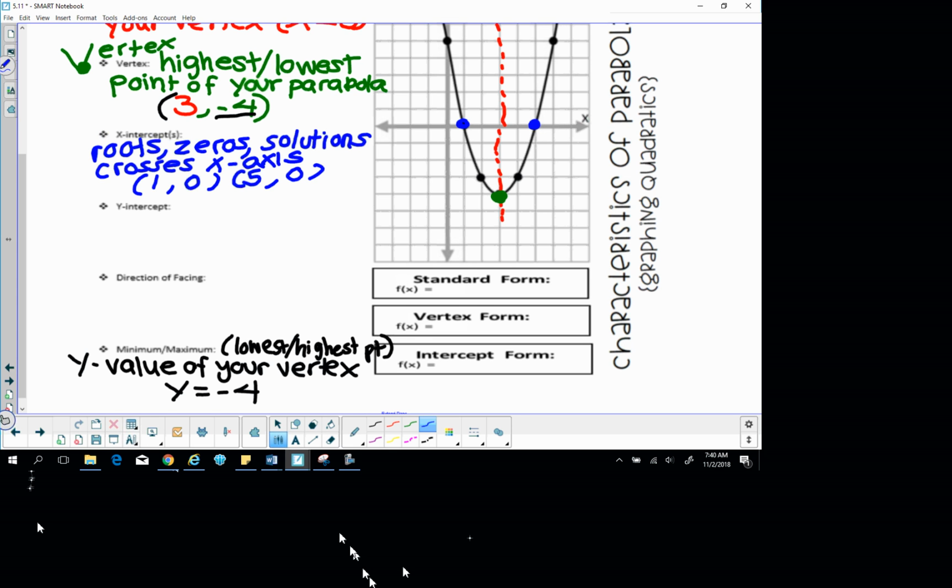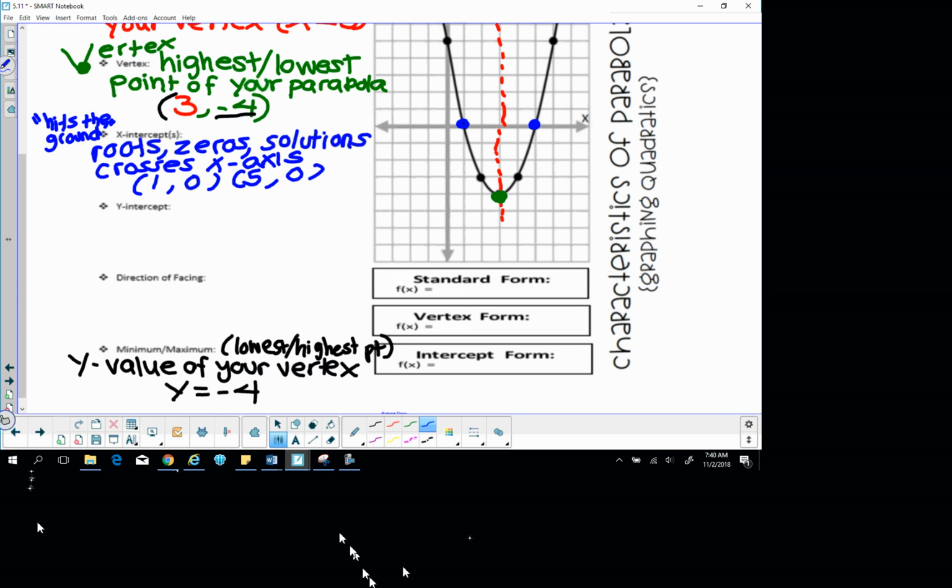We also know when we're looking at word problems, and we'll be going over this too, when something hits the ground, that's considered your x-intercept. So like if you're throwing something, like a football, and it hits the ground, or it hits a player, its ending point, that is your x-intercept. So it's basically the starting and the end.